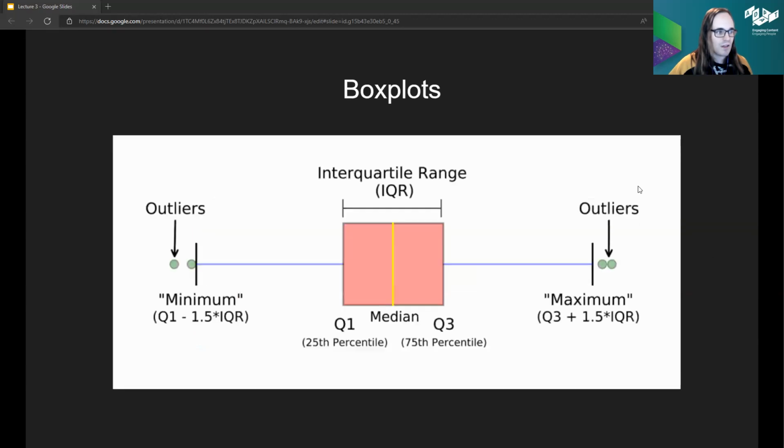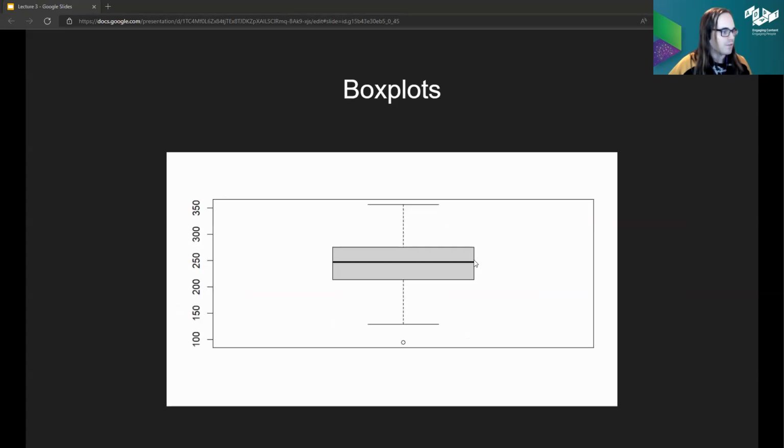The whiskers are drawn by adding 1.5 times the interquartile range to the third quartile. So whatever Q3 is plus 1.5 times the interquartile range, you draw a whisker up to there. And then for the other whisker, you go 1.5 times the interquartile range subtracted from the first quartile, and draw a whisker there. So the interquartile range is whatever it is, it's this length. So 1.5 times that length down to here, and you draw a line, 1.5 times that length up to here, and you draw the line.